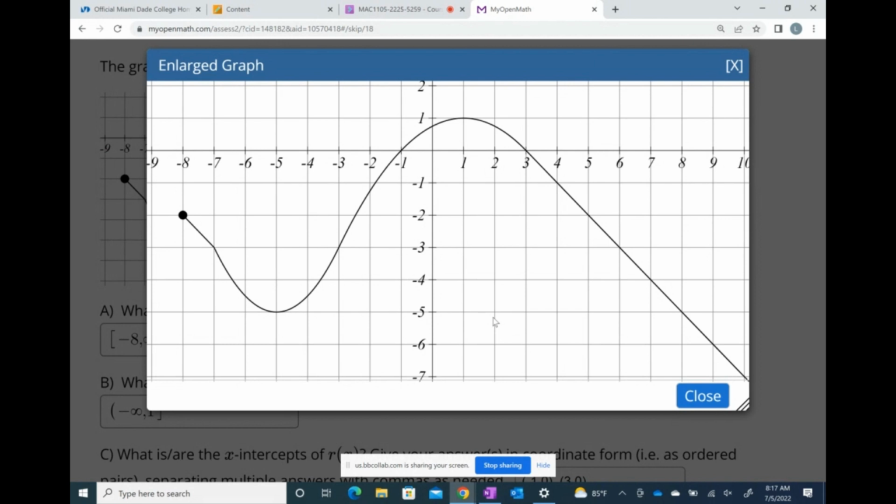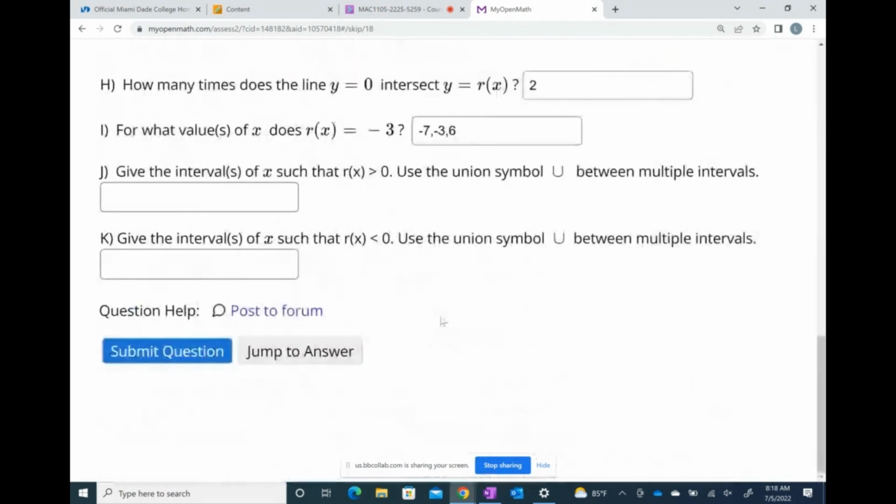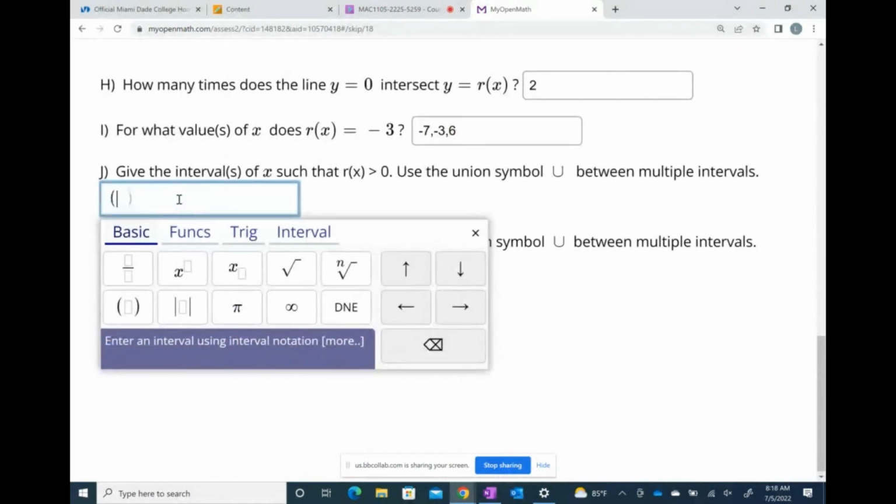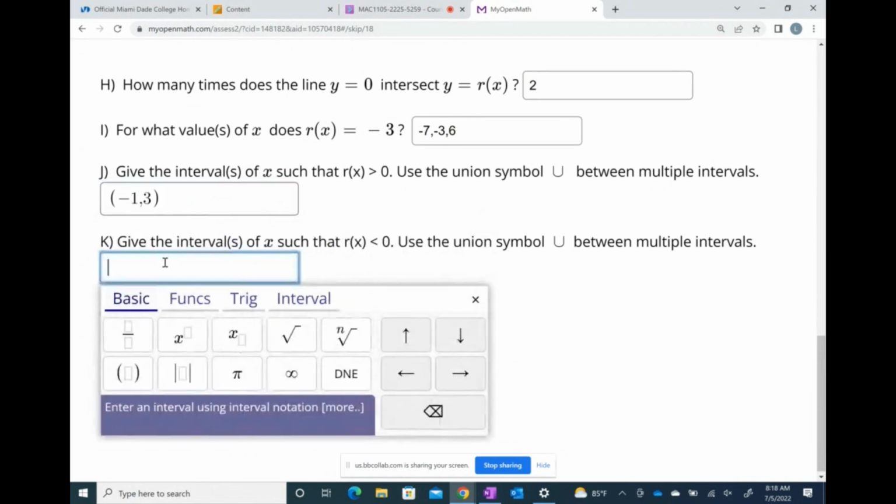Within parentheses, -1, 3, close parentheses. -1, 3. Good. Does everybody understand why we're using parentheses? Okay, good. So -1, 3. So it's here. And then for the last one, give the interval for which the function is less than 0. So r of x less than 0.